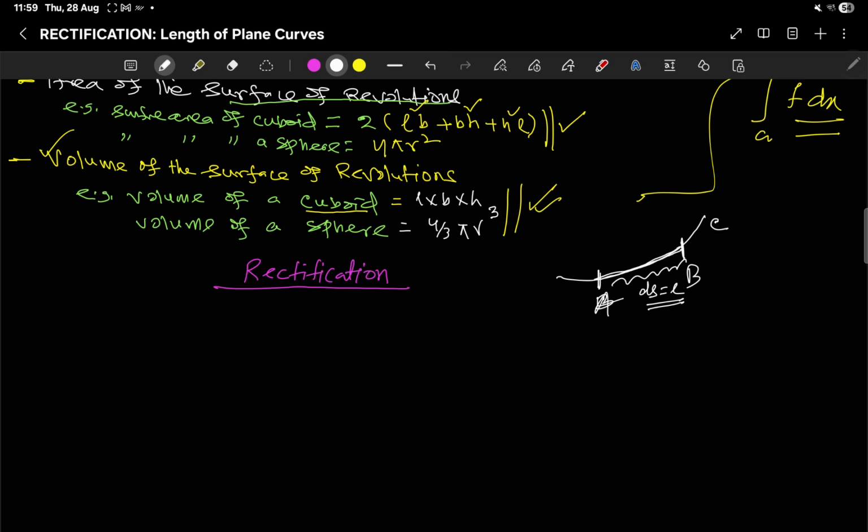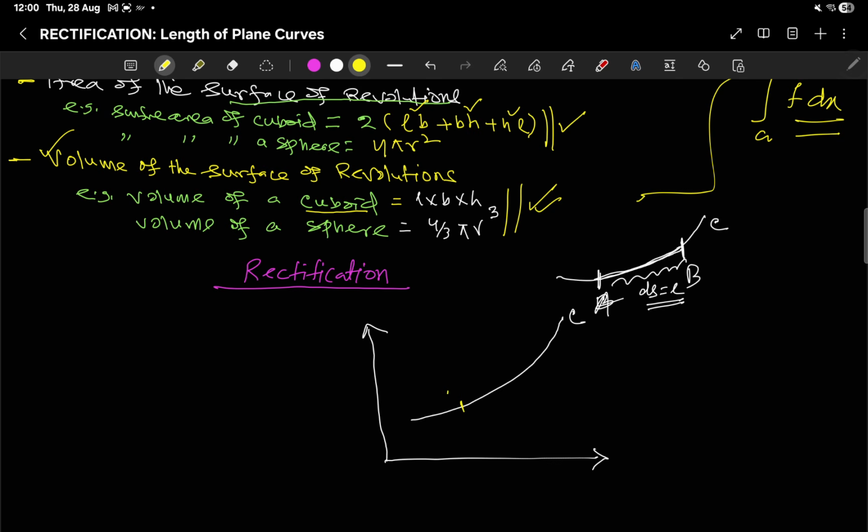Now to understand the formula of rectification, let me consider a plane curve. In the xy plane we have a curve C. Suppose this is my curve. We have two neighboring points on C.